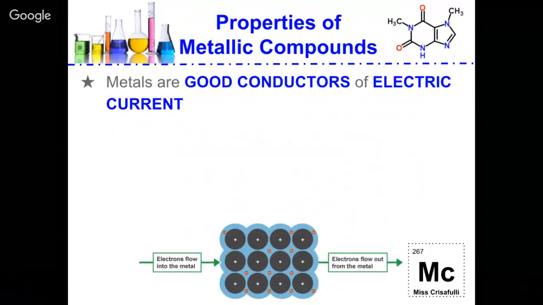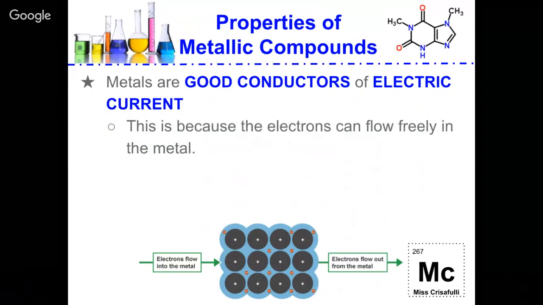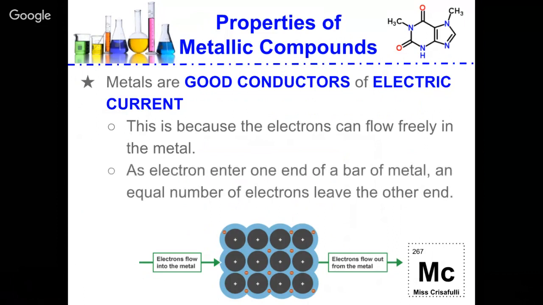Because of that, metals have different properties. Metallic compounds are, as we know, good conductors of electric current, and this is because the electrons can flow freely in the metal. As an electron enters one end of a bar of metal, an equal number of electrons leave the other end. So if we show the electrons flowing into the metal, we also have electrons flowing out of the metal, and that's how we can show that metals are good conductors and will have electrical current, because remember, electrical current is from electrons.